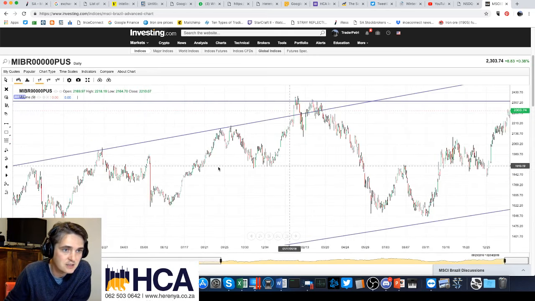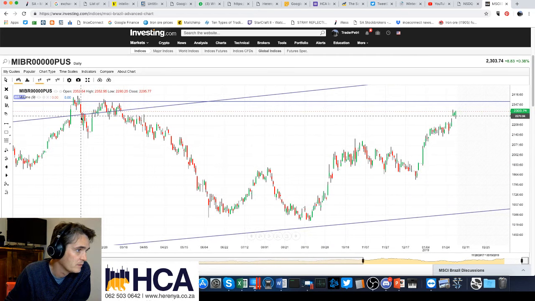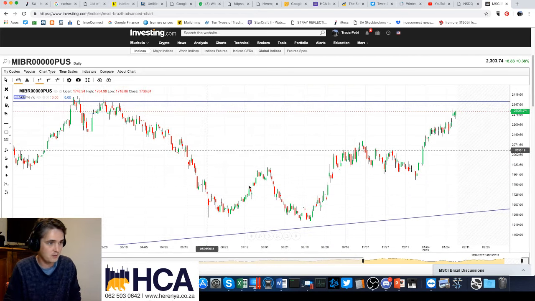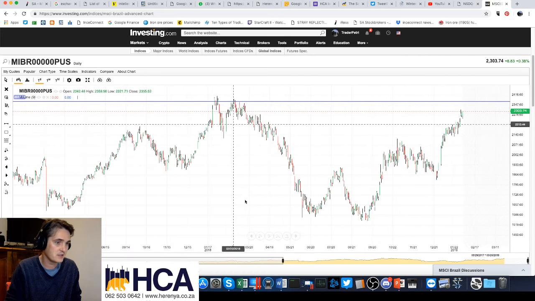I'd say this thing is approaching resistance. There's a nice consolidation against the resistance level. I'm going to take that away. And I'll take that away. There's a nice consolidation against the resistance level.